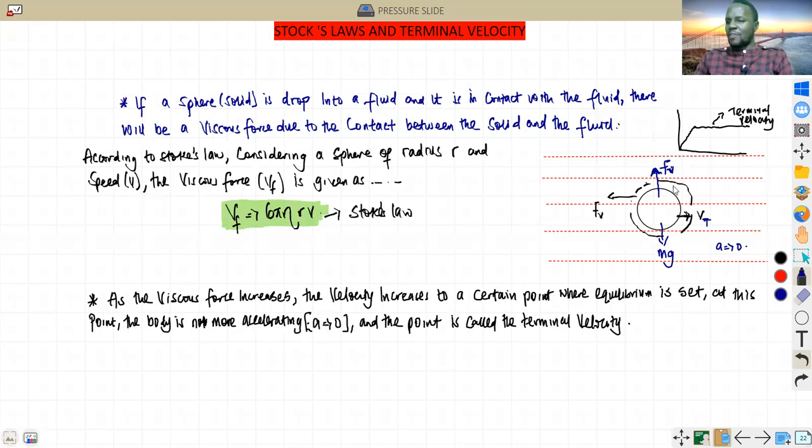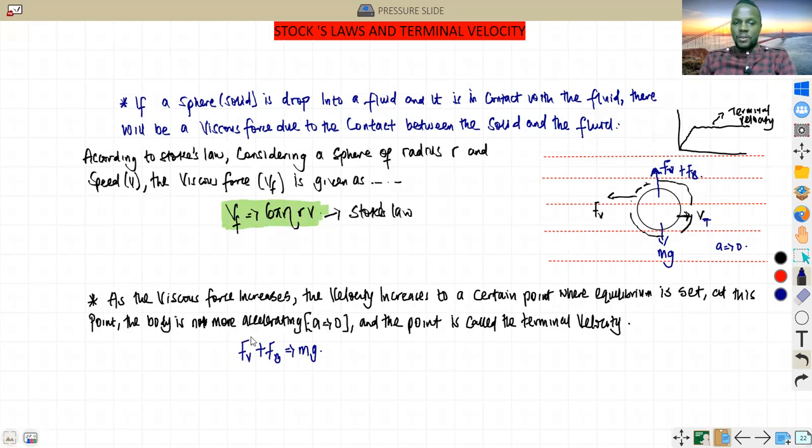And again, there's another force acting on the solid. When a solid is dropped inside the liquid, we talk about the buoyant force. So there are two forces acting here: the buoyant force acting on the solid that is dropped, and the viscous force. Due to equilibrium, there will be a time at which, for terminal velocity, the viscous force plus the buoyant force will balance out the weight, which is equal to mg.